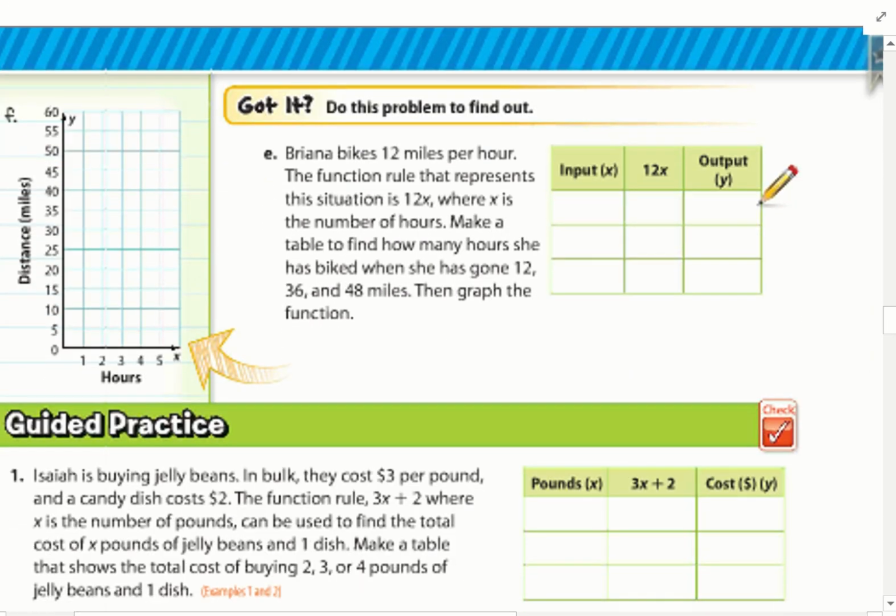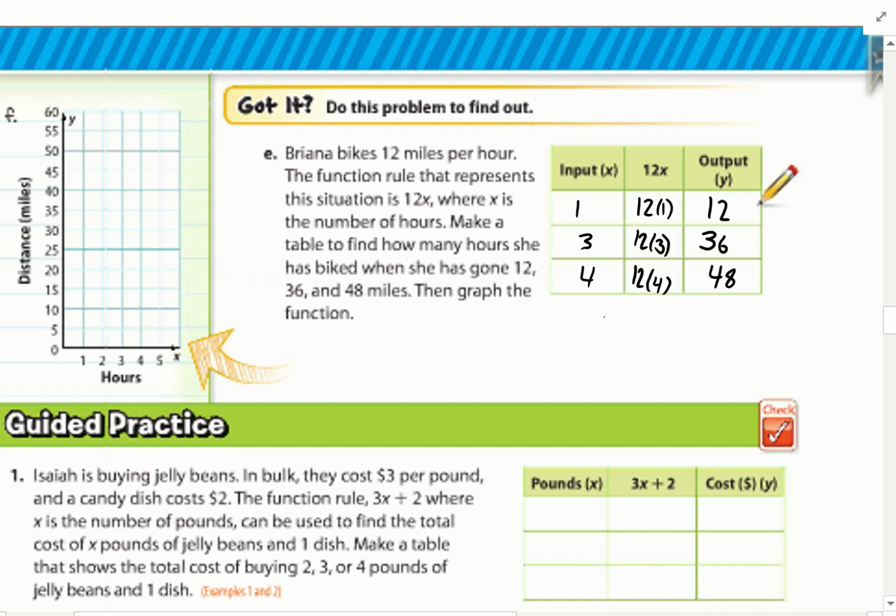So go ahead and try E. It says Brianna bikes 12 miles per hour. The function rule that represents the situation is 12x, where x equals the number of hours. Make a table to find out how many hours she has biked when she's gone 12, 36, and 48 miles. So we know she's gone 12 miles, 36, and 48 miles. So 12 times 1 is 12. 12 times 3 is 36. 12 times 4 is 48.